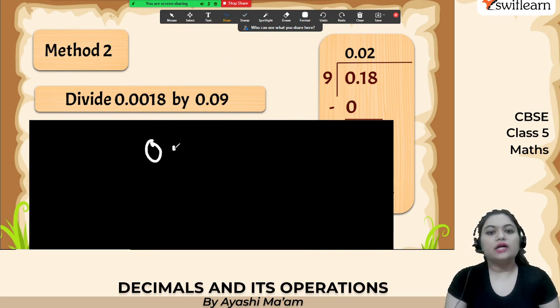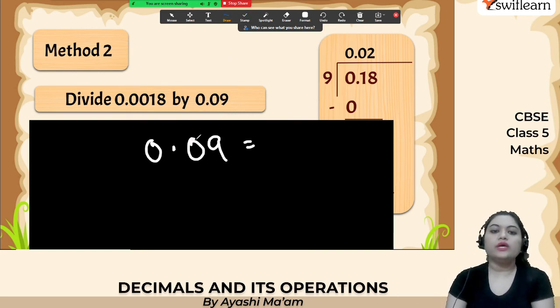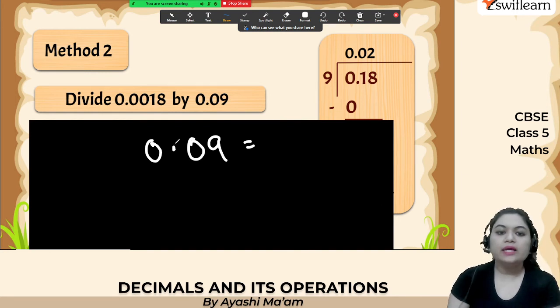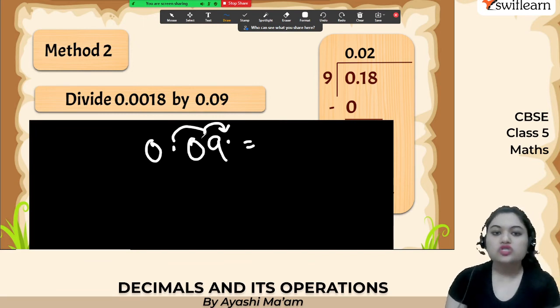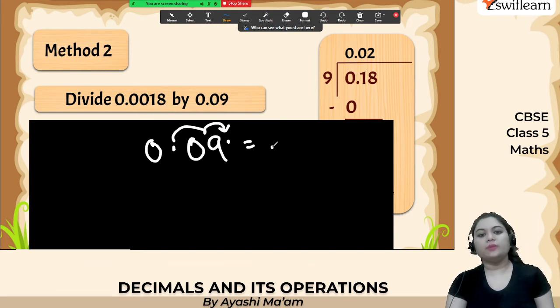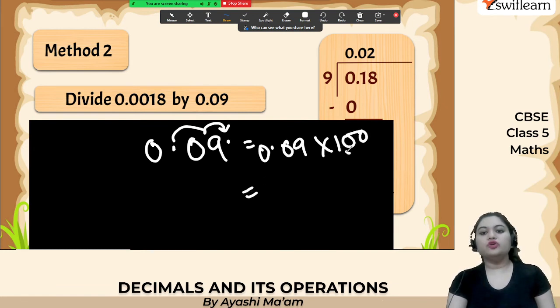We are trying to turn the divisor into a whole number. How can we do that? By simply shifting the decimal towards the right up to 2 places. Then the decimal will come here, right? So 2 places means 100, that means 0.09 into 100, right? And if you do that, 2 zeros, so 1, 2, and it is now becoming 9.